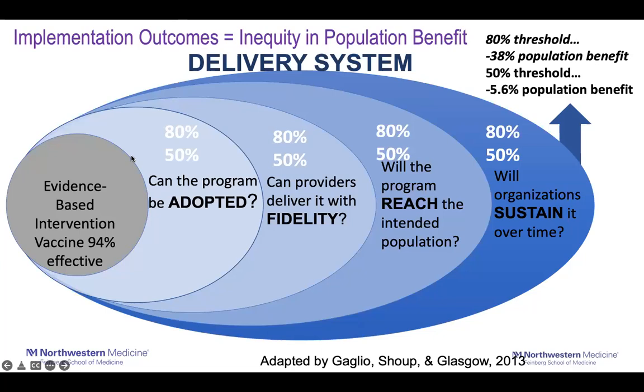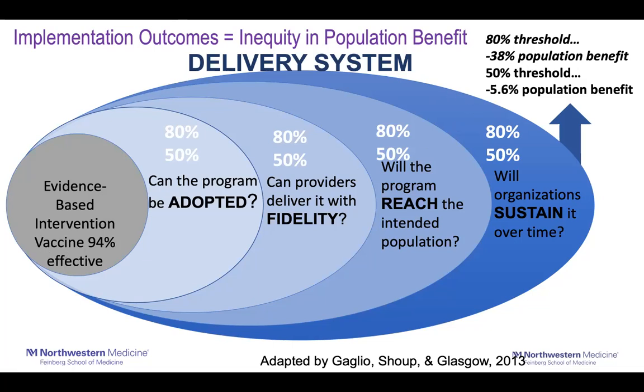So why do we actually think about doing this? Just a reminder about why this is so important. Let's say you have an evidence-based intervention, say a vaccine that's 94% effective. And if you're able to get 80% of the programs that are supposed to be delivering it to adopt it, and 80% of the time it's being done correctly at the right time, with the right cold chain, and it's reaching 80% of your intended population, depending on who's eligible for this vaccine. And over time, about 80% of the organizations are able to sustain the delivery. What you'll actually see is that with that 80% threshold, instead of 94% effective, you're getting about a 38% population benefit.